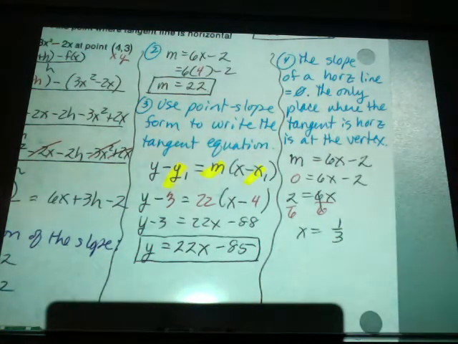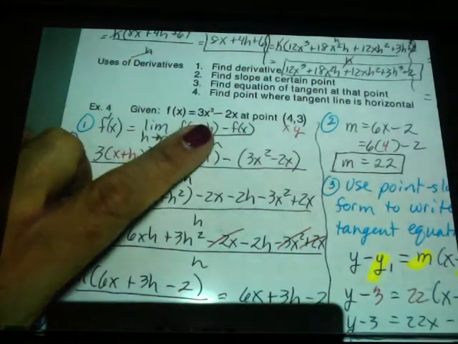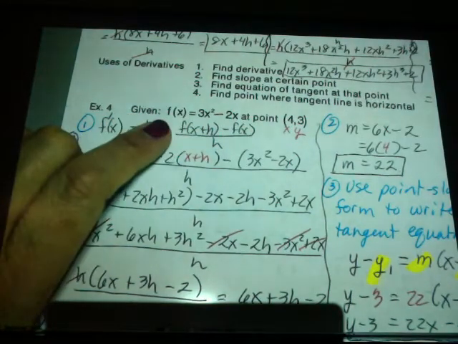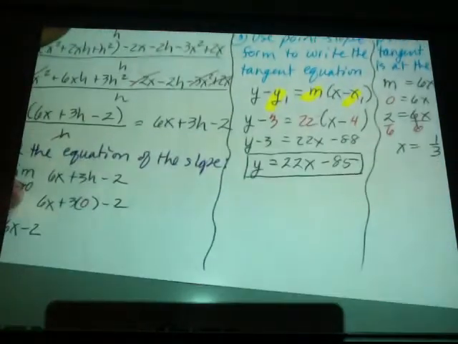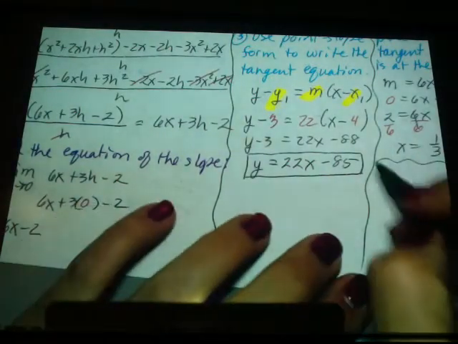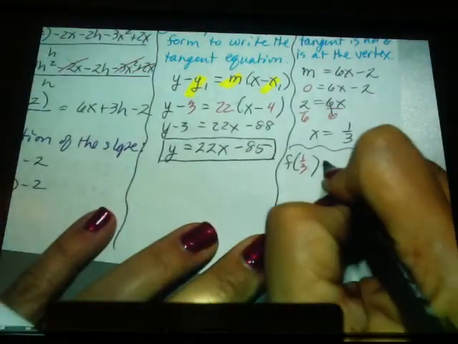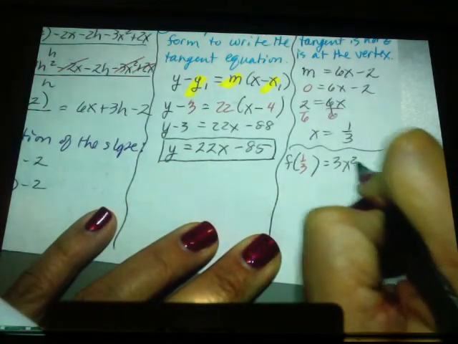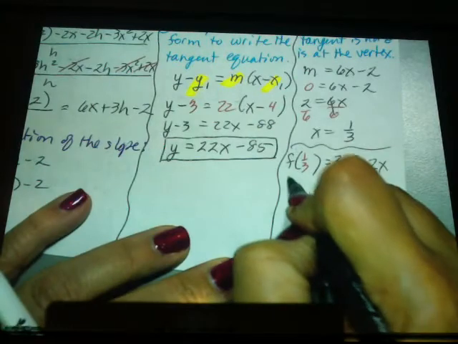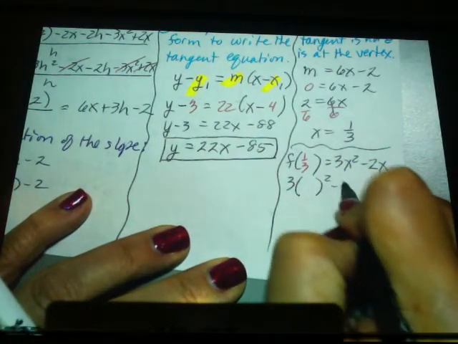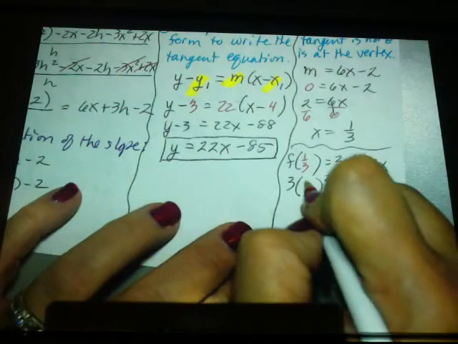Now if I know that my x vertex is 1/3, how do I find the y value of the vertex? Plug it in where? Plug it into the original function, this function right here, right? If x is 1/3 and I plug it in here, won't f of x give me y? So then the next part is plug it in the function. So I'm using f of 1/3. f of 1/3 is equal to 3x squared minus 2x. That's the original function. So 3 times, wherever I have an x, I'm putting in 1/3.